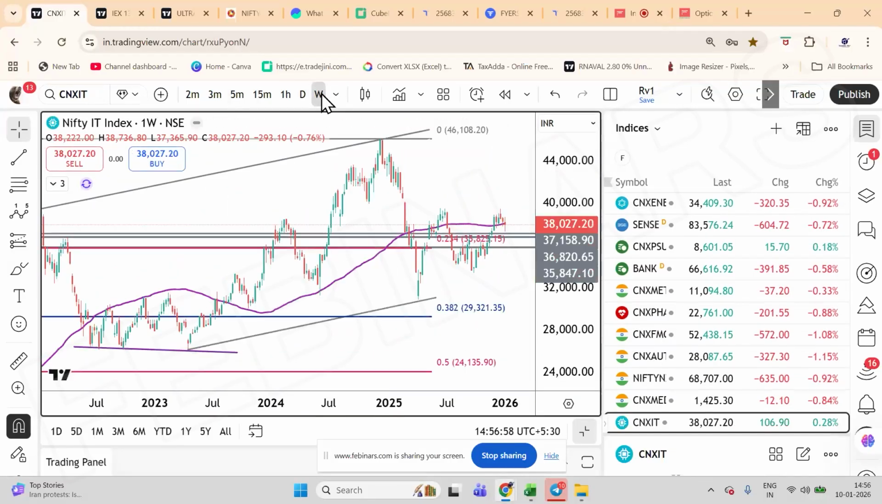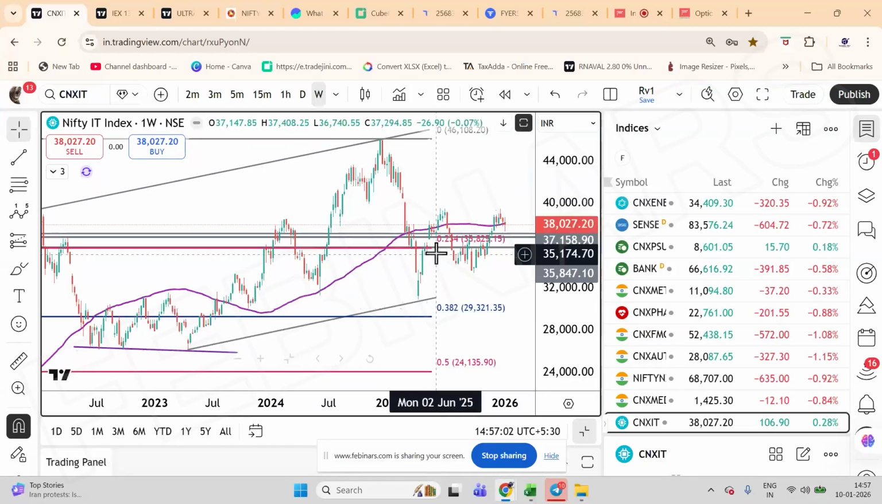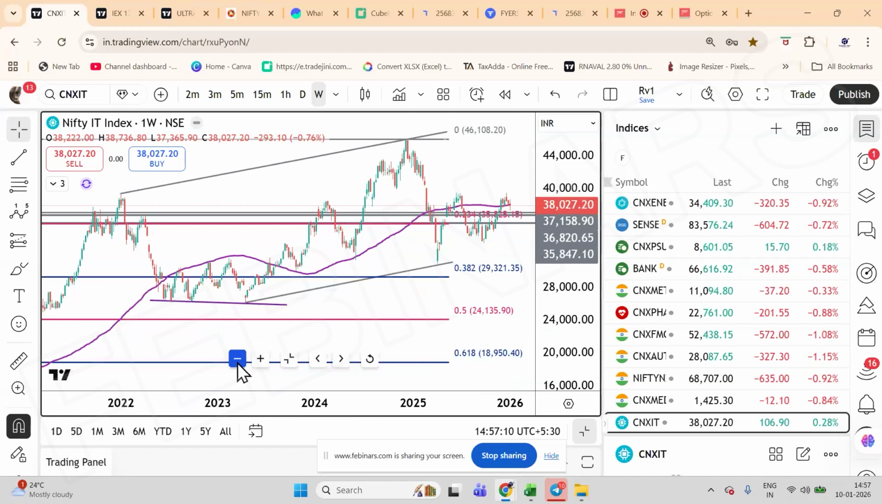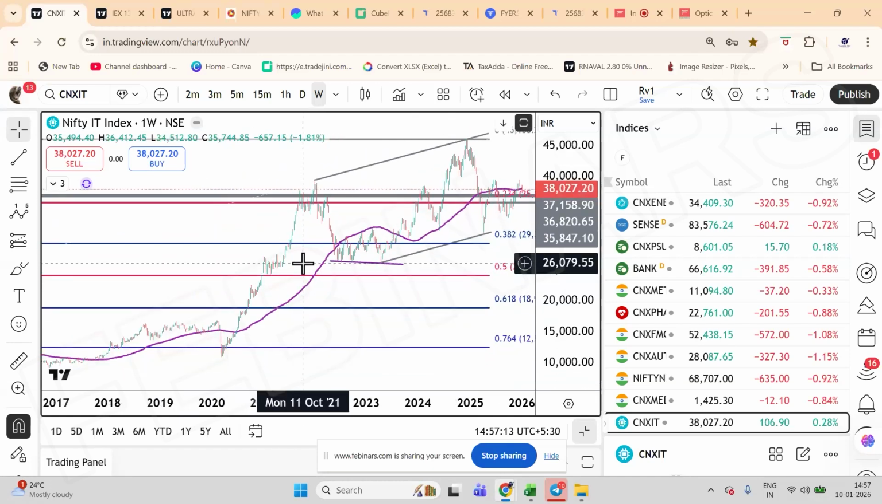Media is already out. The IT is the bearish one: a 5 wave decline followed by a consolidation. If the IT breaks this 36,500, where the trend line also is, then we will see a sell off in the IT towards these zones for the next leg of rise. 26,000 can be tested in the IT.